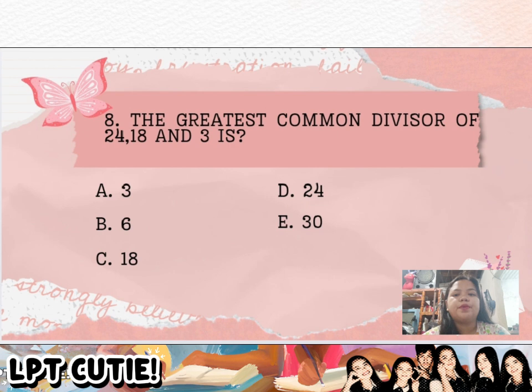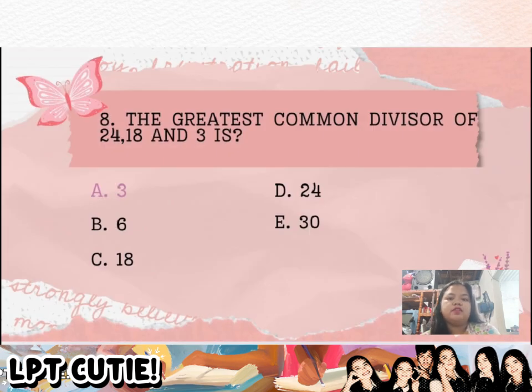Okay, so number 8. The greatest common divisor of 24, 18, and 3 is letter A, 3, B, 6, C, 18, letter D, 24, or letter E, 30. So what do you think is the correct answer? Okay, very good. It's letter A, 3.